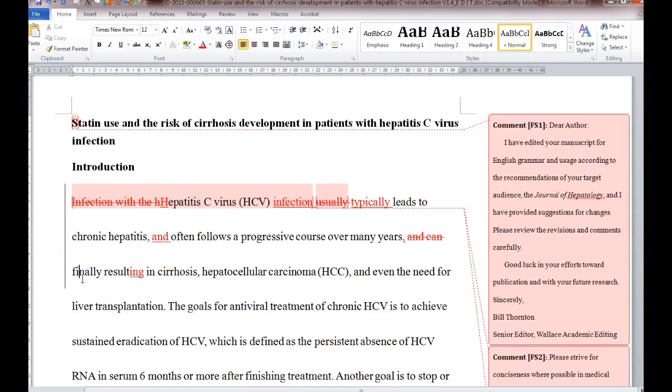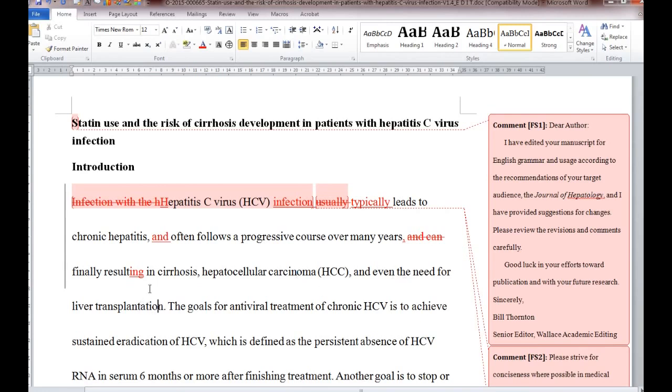The revision now, I got rid of and can. I deleted that. I'm going to have to change this finally resulting in. But before I move forward, I have a problem with finally. Final result is one of the classic redundant phrases in formal writing. Redundant phrases such as time period, close proximity, general public, phrases where one word is not necessary. In this instance, a result is final. We don't need the finally resulting.